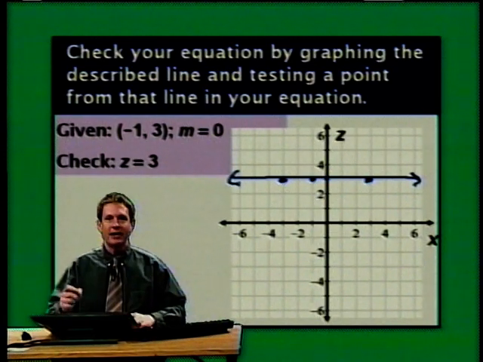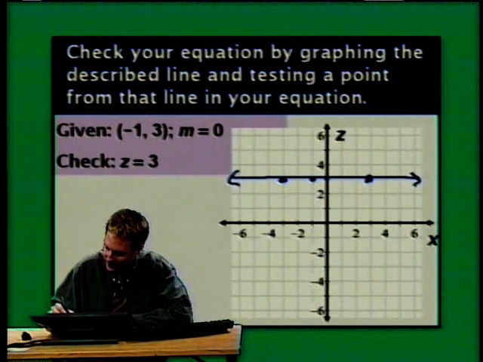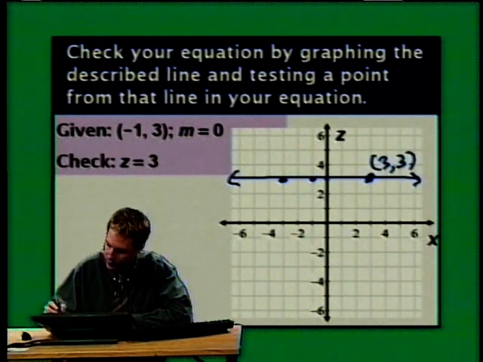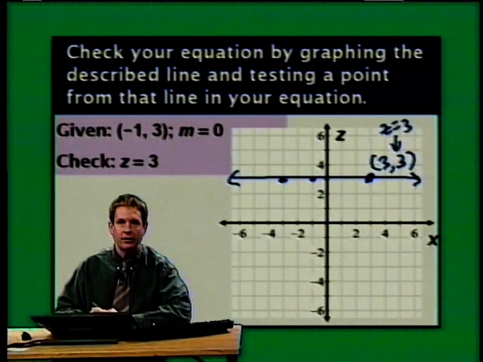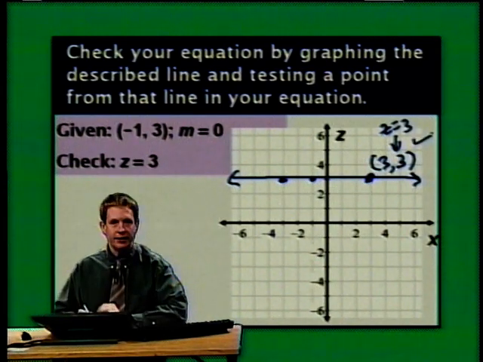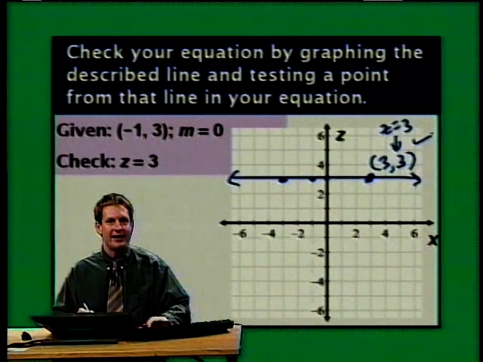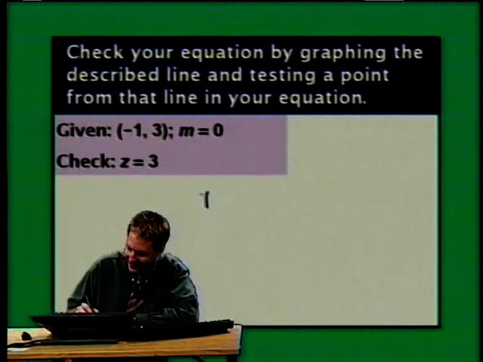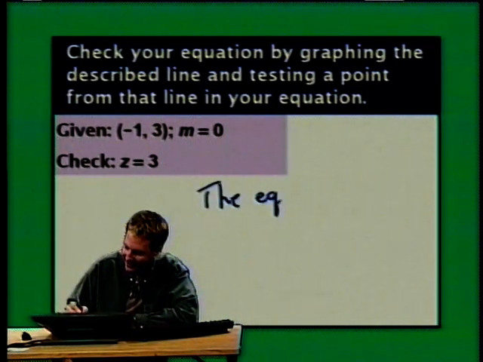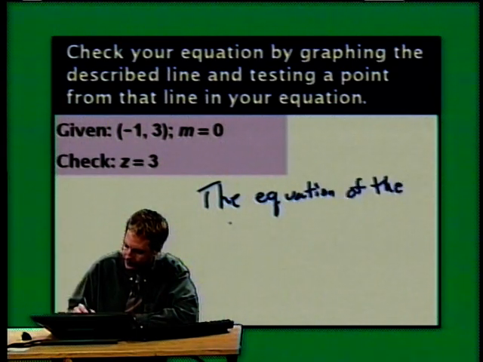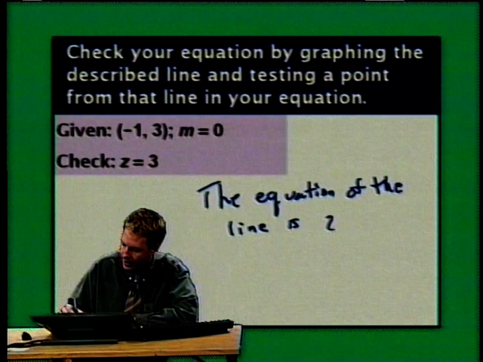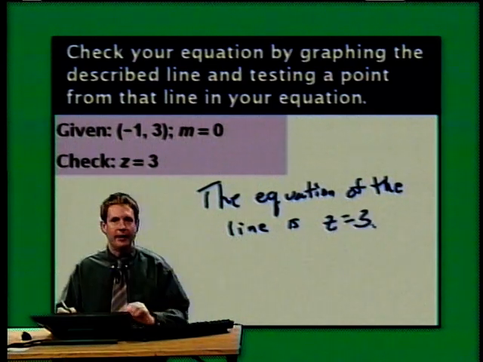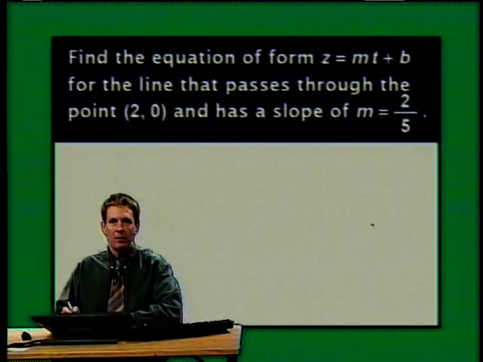And it looks to me like one of the points on our horizontal line is the point 3, 3. The z coordinate is 3. Our equation checks. So let's go ahead and state our conclusion. The equation of the line is z equals 3.